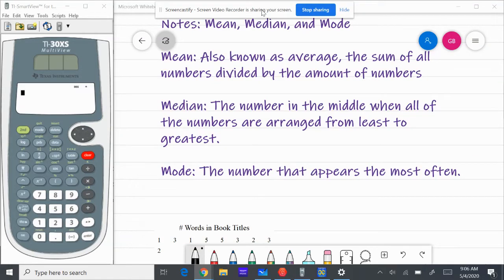Hi everyone. In today's lesson, we're going to start talking about data. We're going to work with mean, median, and mode. So here are the definitions.